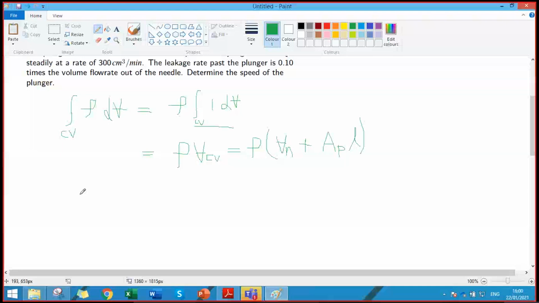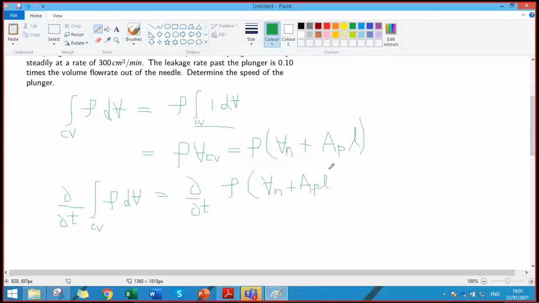Now we take the time derivative of this integral, ताकि हमारी first term हमें directly मिल जाए. Partial by partial t integral control volume rho dV should be equal to partial by partial t derivative of volume of needle plus AP into length.